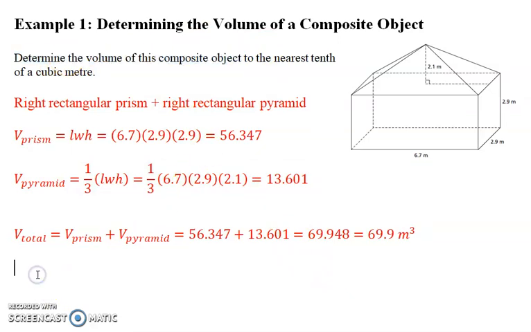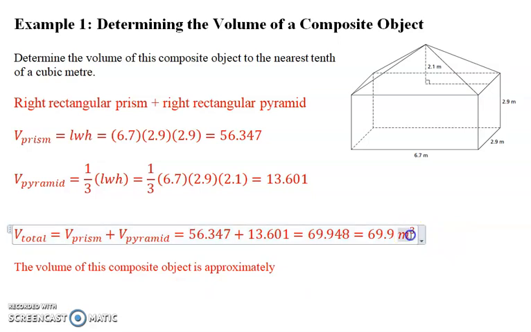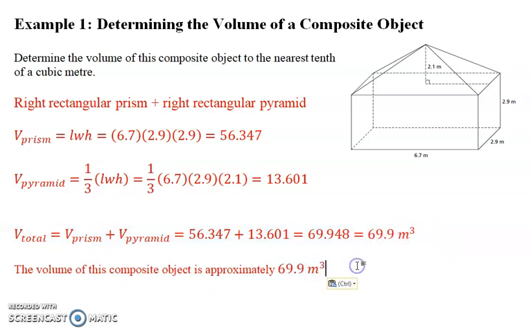Steal that to be lazy again. The volume of the composite object is approximately, and I'll steal that around it. Okay, and that's it.